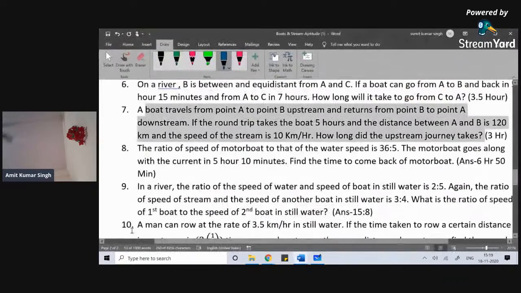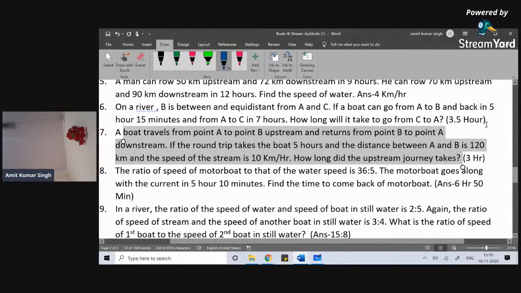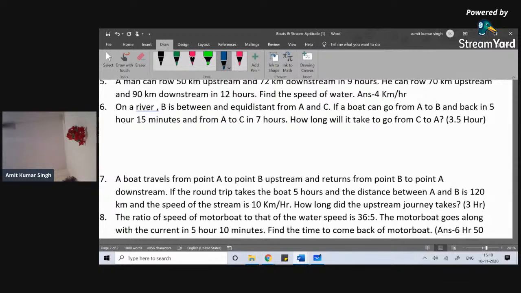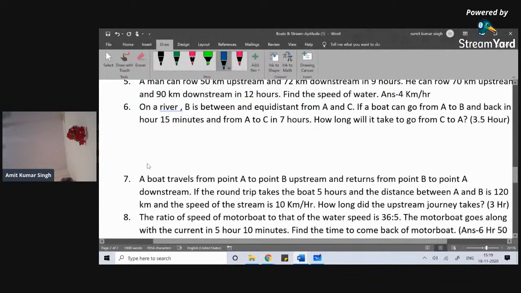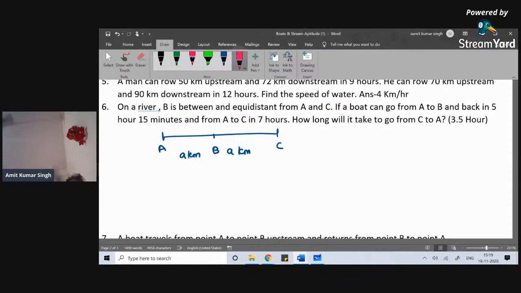See this problem, very easy. Now see this, Madhvi. On a river, B is equidistant from A and C. The time is 5 hour 15 minutes. Let the river suppose move in this direction. This is the flow of water, suppose.